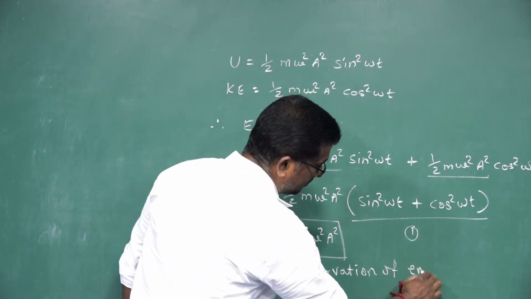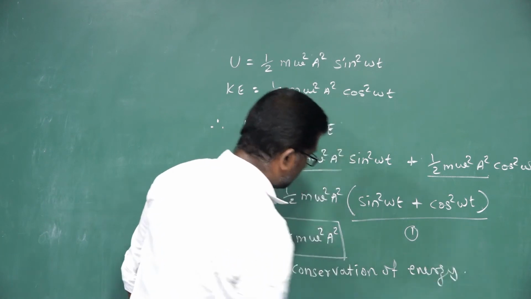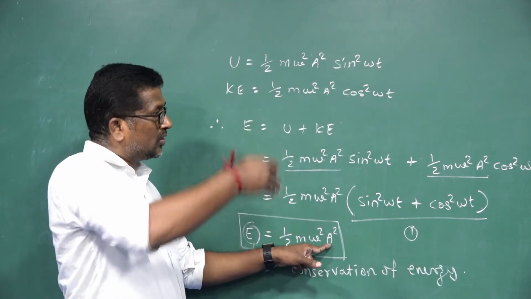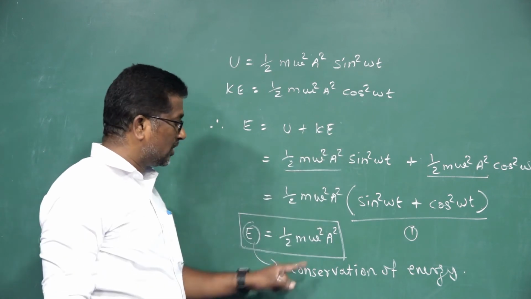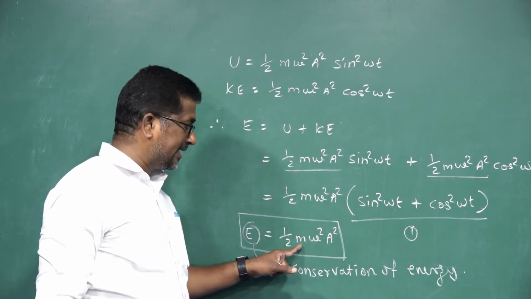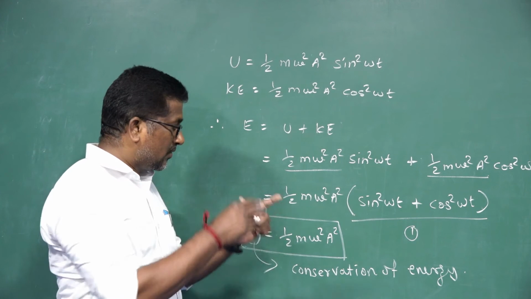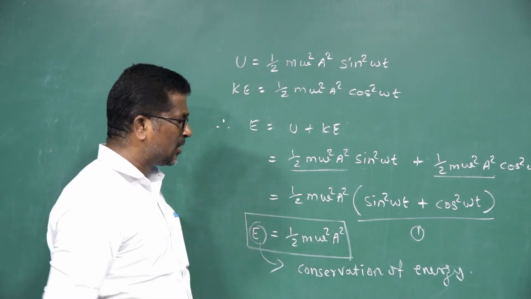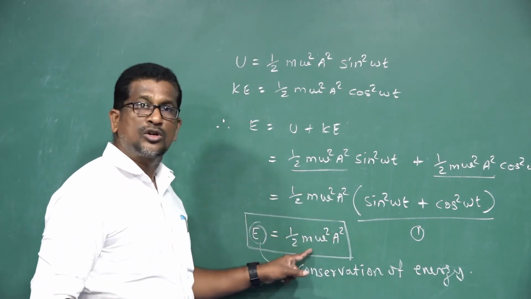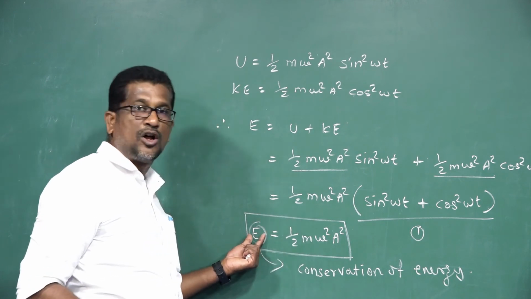Conservation of energy. Here, a is the amplitude of the particle in simple harmonic motion, omega is the angular frequency, and m is the mass of the particle. For a given particle executing simple harmonic motion, these three values are constant. So the total energy value is also constant.